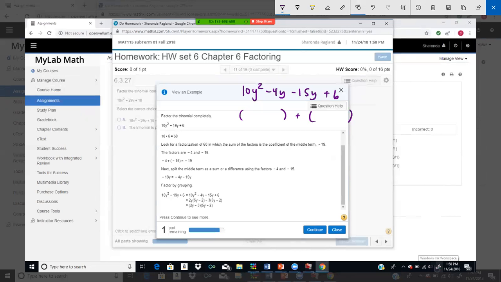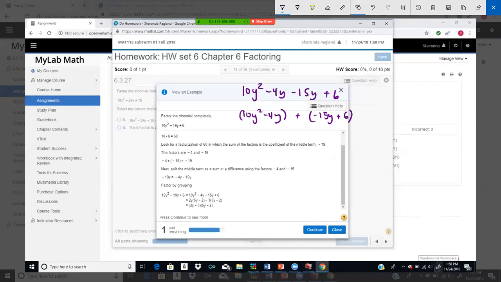So looking at this one, we'll put the first two together, the 10y squared minus 4y, and then we'll group the negative 15y plus 6. Now we can see we're a little off. This was plus minus, this is minus plus, but that's okay. We can pull out negatives. That will change the signs.